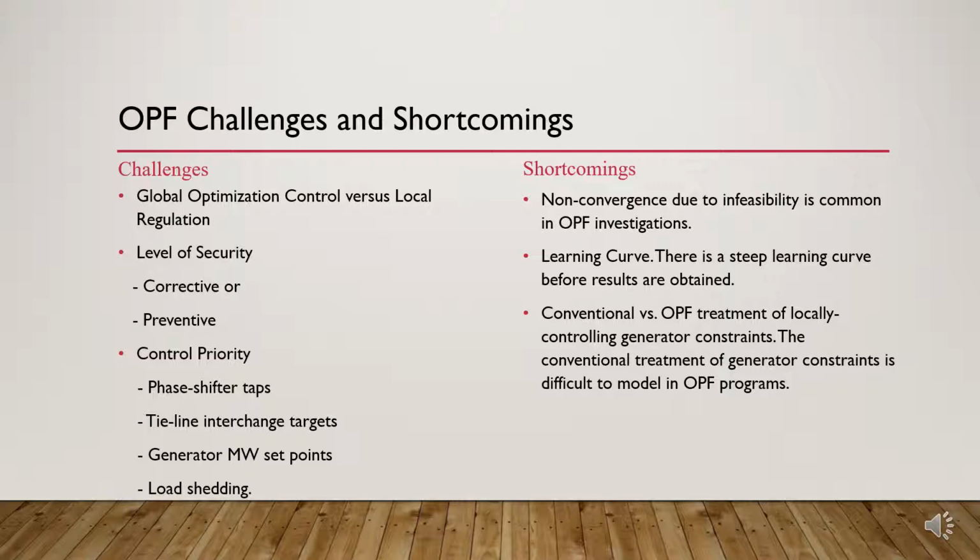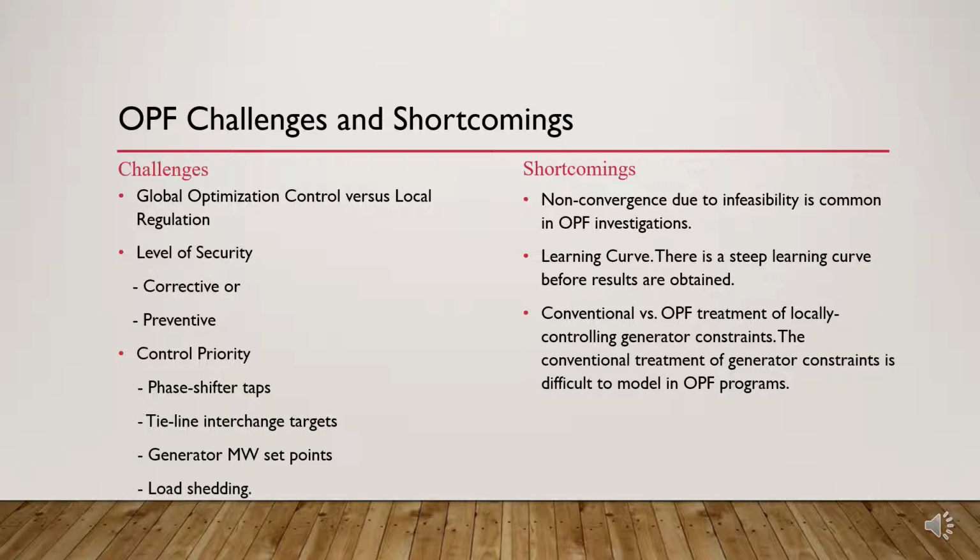There are a couple of shortcomings of OPF. Among them are non-convergence due to infeasibility, which is common in OPF investigations, and the learning curve. This is conventional versus OPF treatment of locally controlling generator constraints. The conventional treatment of generator constraints is difficult to model in OPF programs.